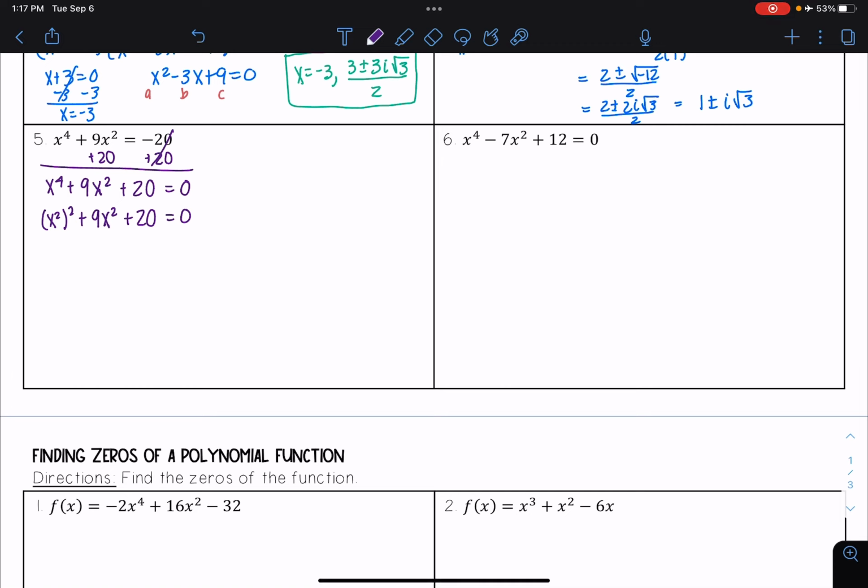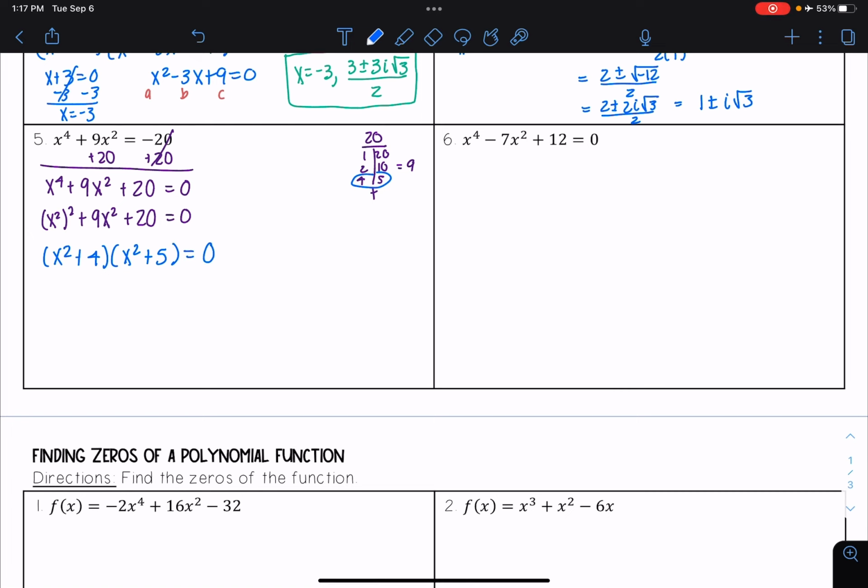And now I can factor this like I would a quadratic. So I'm looking for two numbers that multiply to 20 and add to 9. And looking at my factors, I see that's going to be 4 and 5. So this can be factored to be x squared plus 4 times x squared plus 5 is equal to 0.